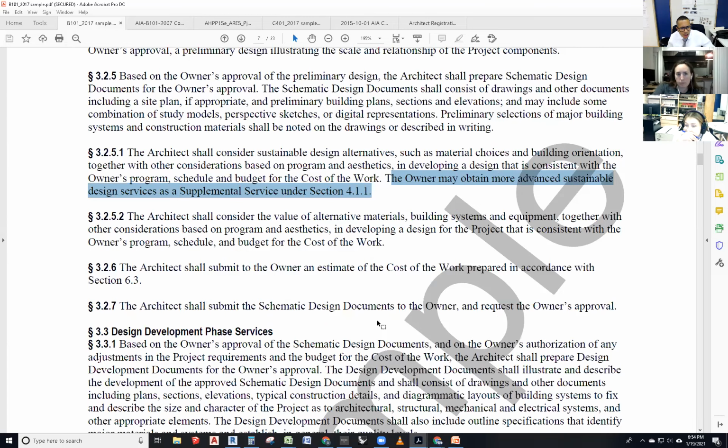Section 3.2.5.2: the architect shall consider the value of alternative materials, building systems, and equipment, together with other considerations based on program and aesthetics, in developing a design for the project that is consistent with the owner's program, schedule, and budget for the cost of the work.